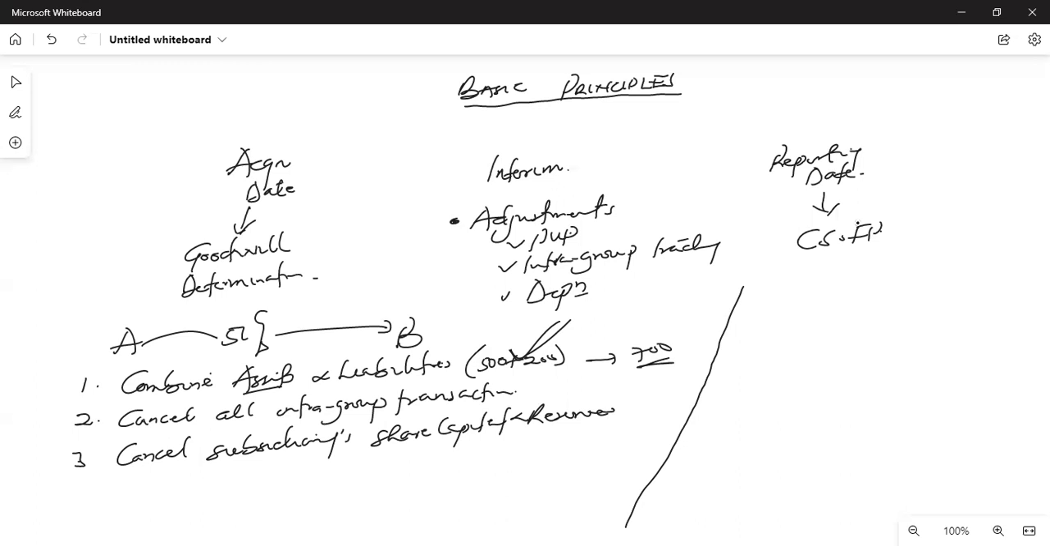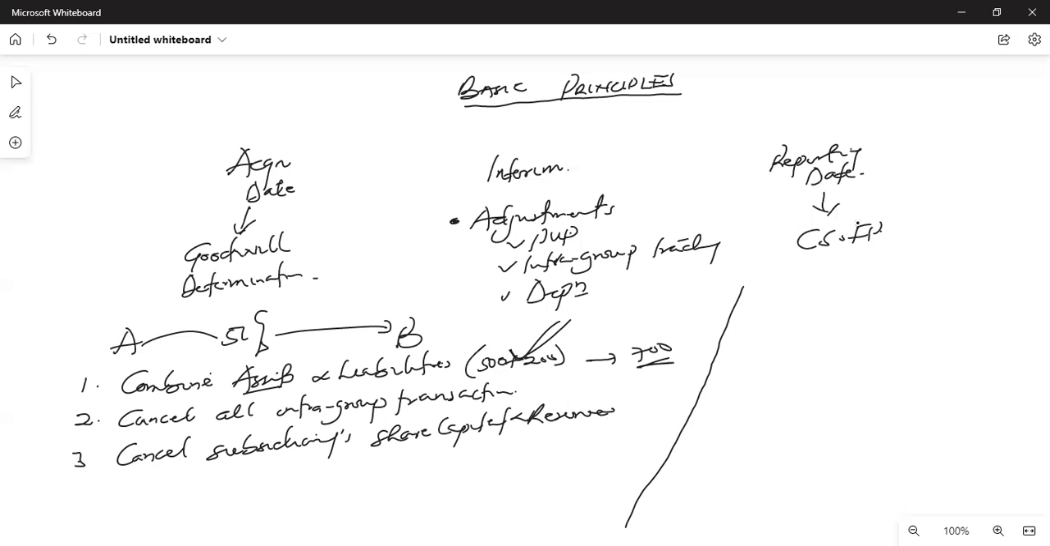So you have the parent one. If there's any post-acquisition profit, the subsidiary's, you add it, all together. So that is how it looks. That is the basic principle surrounding this concept of consolidation. All right.